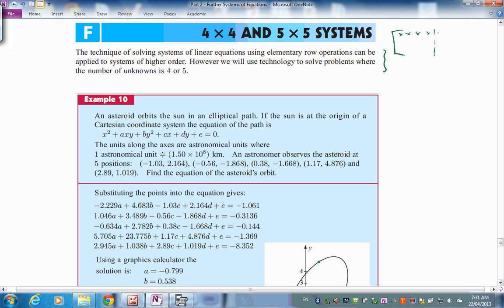4x4 would look like this. These little crosses mean numbers, don't they? So this would be a 4x4 system. Let's get rid of this. So down here, that would be a 4x4 system. Would you like to do row operations on that? I don't think so. But what would you try to do? You would try to get rid of these and just have that one, wouldn't you?